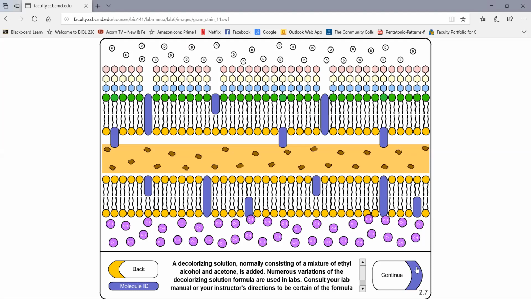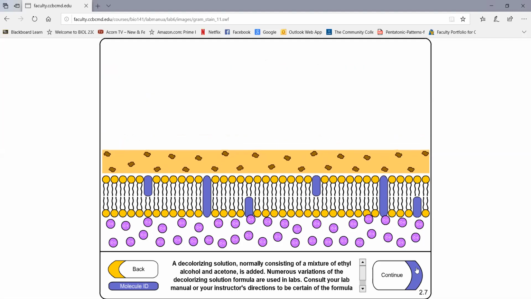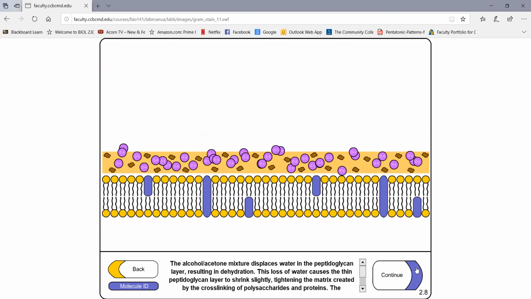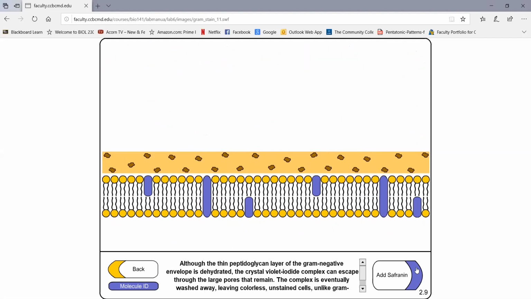So the alcohol, when we add it, actually dissolves away the outer membrane. And although there may be some minor dehydration of the peptidoglycan, it's only a couple layers thick rather than many layers thick. So it's really not enough peptidoglycan to retain the crystal violet iodine. So with the outer membrane gone, the crystal violet iodine complex leaks out of the cell, and the gram-negative becomes unstained after we add the decolorizer.